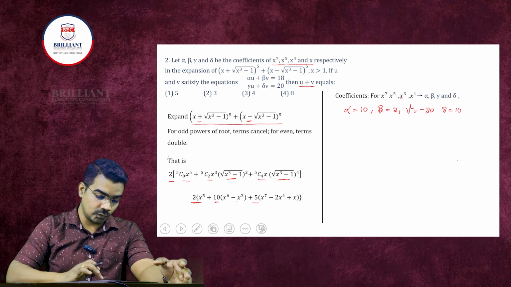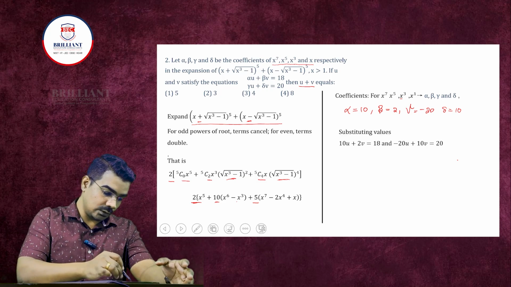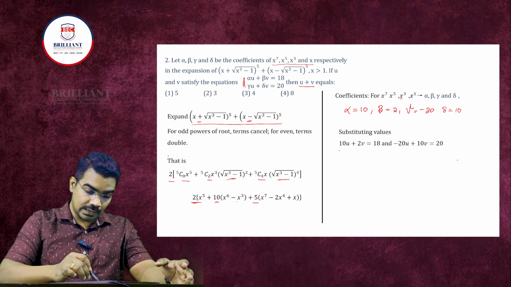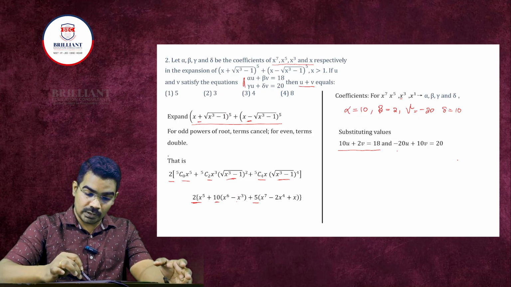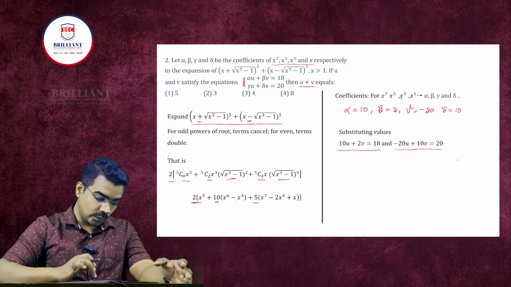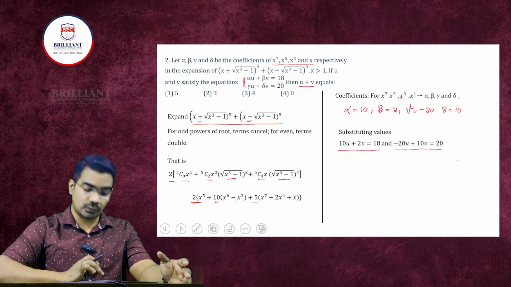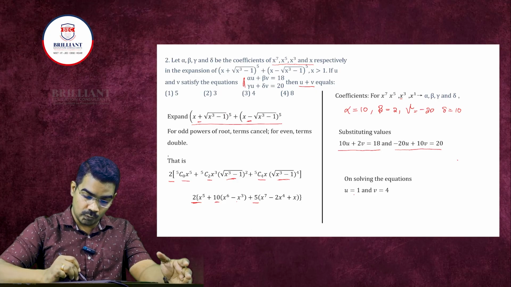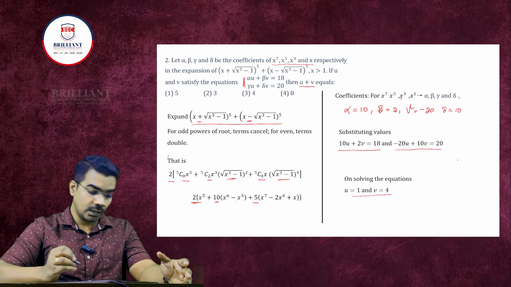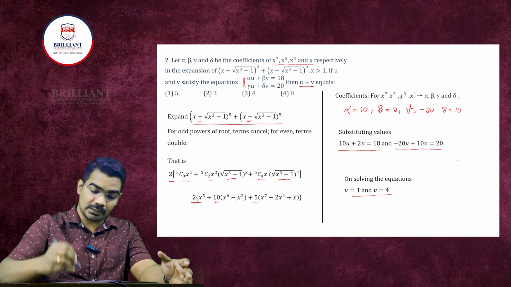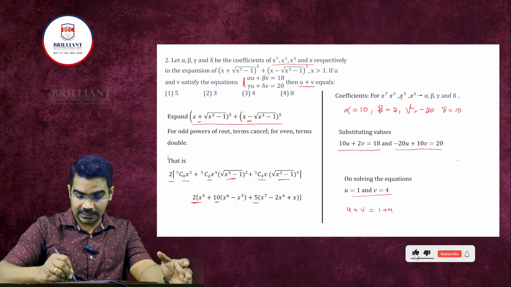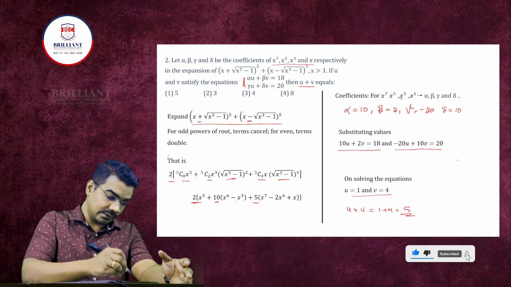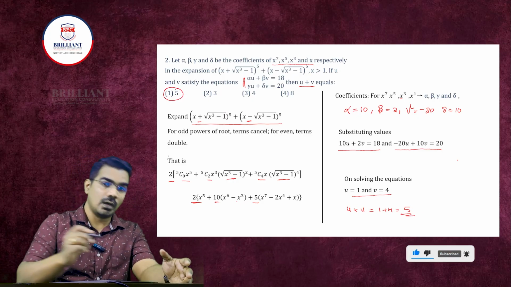So when you substitute these values in this equation, we get 10u plus 2v is equal to 18 and minus 20u plus 10v is equal to 20. So these are two equations with two variables. When you solve them, you get the value of u and v as 1 and 4. So what we have to find out is u plus v. So u plus v is equal to 1 plus 4, that is equal to 5. So 5 is our final answer, option number 1.